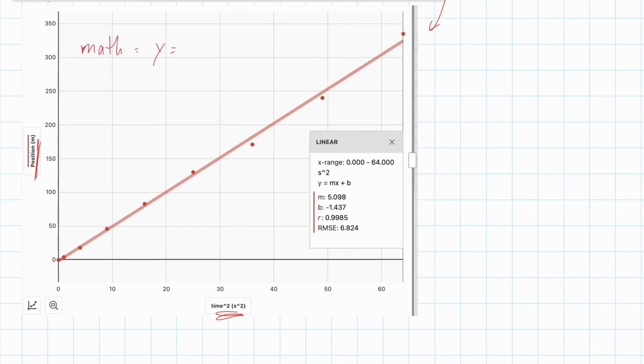So I'm going to go back to this. My math equation was y equals some constant times x squared. My graphical equation, the one I actually have right here in front of me, is position equals, well, I have an m value. It's of the form y equals mx plus b. So I got my m, my slope, 5.1, I'm rounding, times the time squared. And I also appear to have a b value, a y-intercept, minus 1.4. I'm just going to call it 1.4.